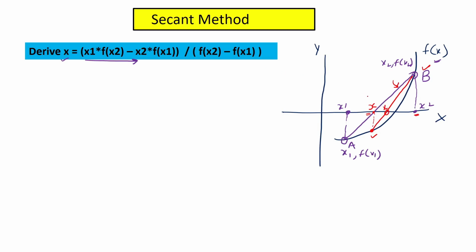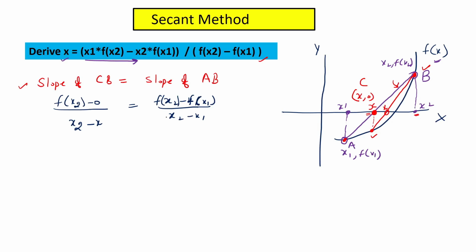Now to derive this relation, what we have done in the regula falsi method, we discussed what will be the coordinate of this x point. You will say x comma 0, and let's say this is C. So there we have applied the concept of slope to derive this formula, and we can see here also that slope of CB will be equal to slope of AB. So that's why I have written the same line here. And what will be the slope of CB and what will be the slope of AB? So these are the slopes of CB and AB, and we have to find the value of x finally.